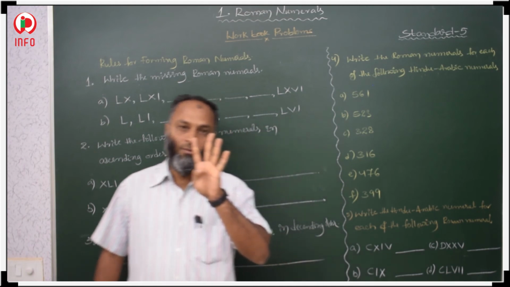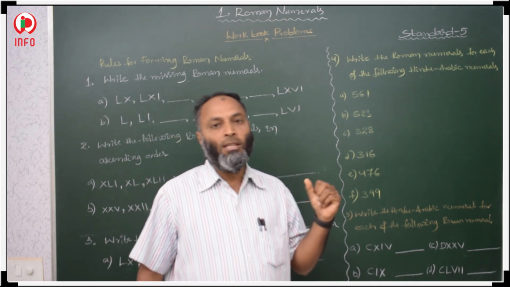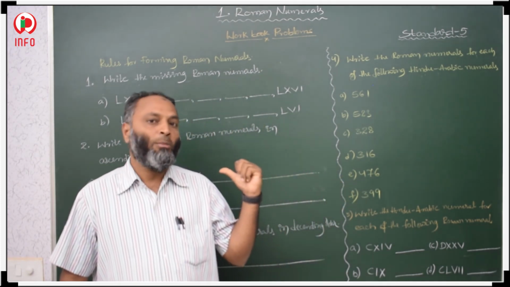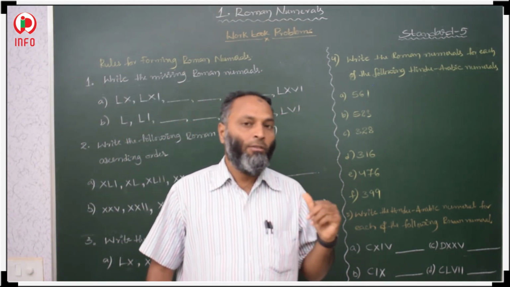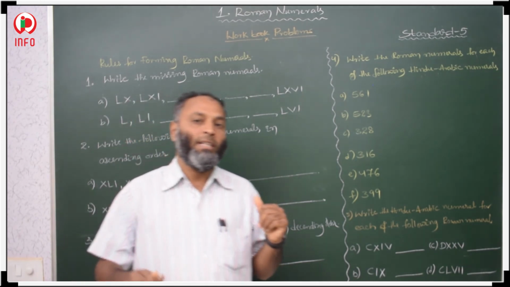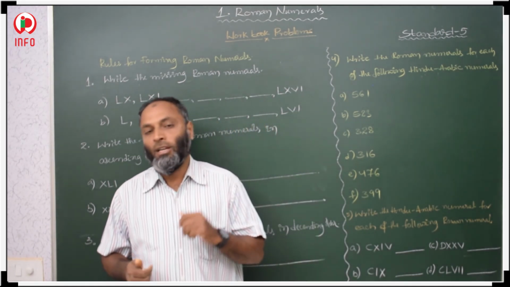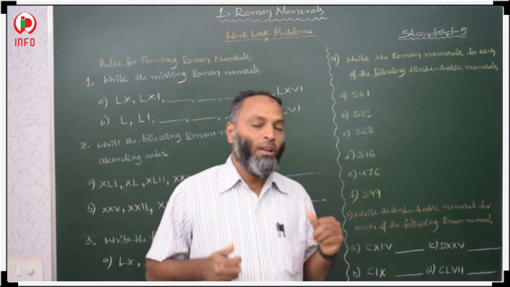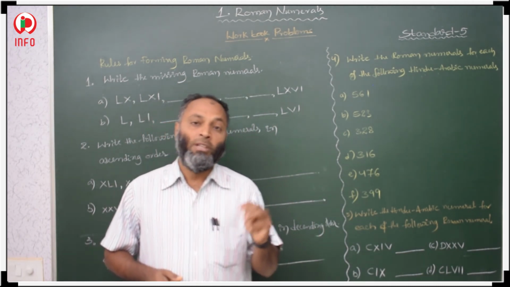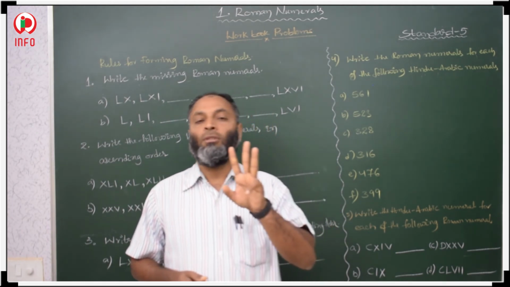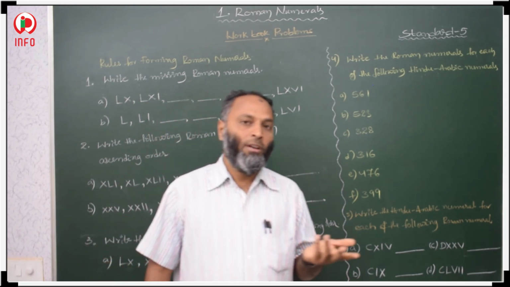In total we discussed four rules. What are the four rules? Rule 1: if a smaller Roman numeral is on the left side of a bigger Roman numeral, we have to subtract. Second, if a smaller Roman numeral is on the right side of a bigger Roman numeral, we have to add. After that, a repeated Roman numeral: if a Roman numeral repeats, we have to add, and it can repeat a maximum of 3 times only, not more than 3 times.